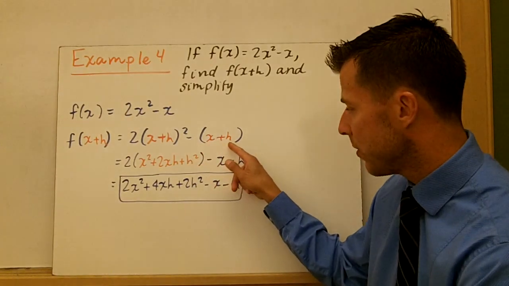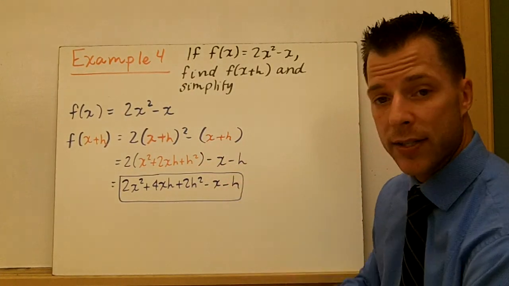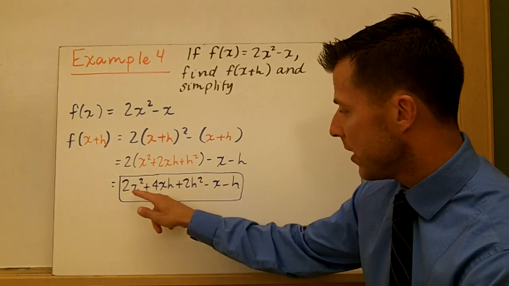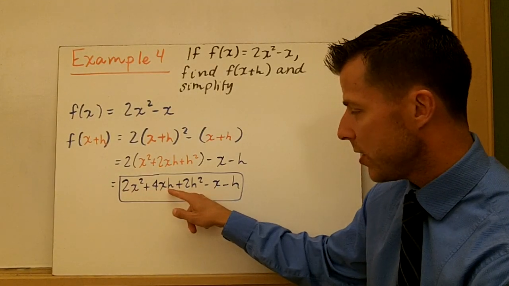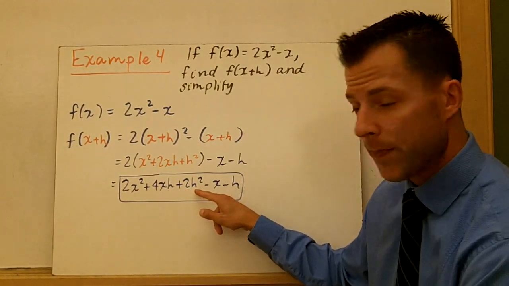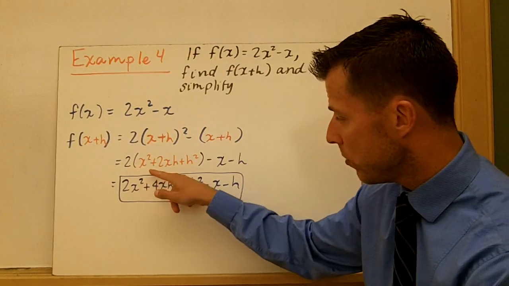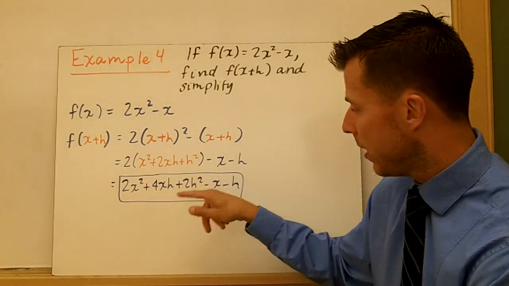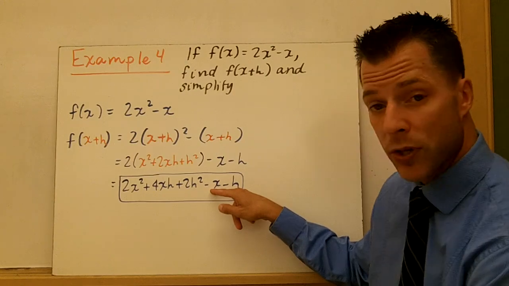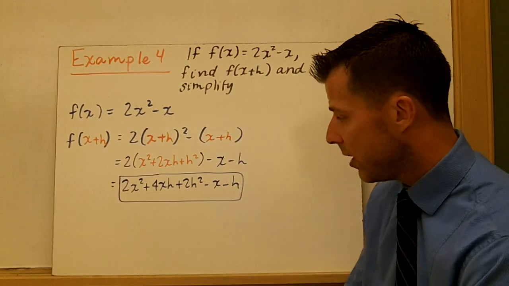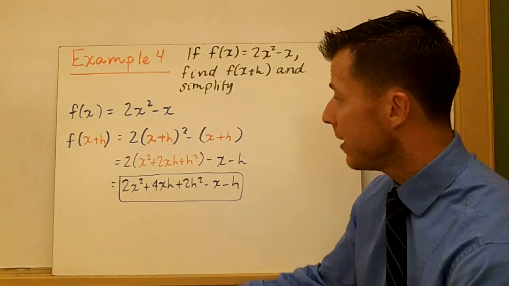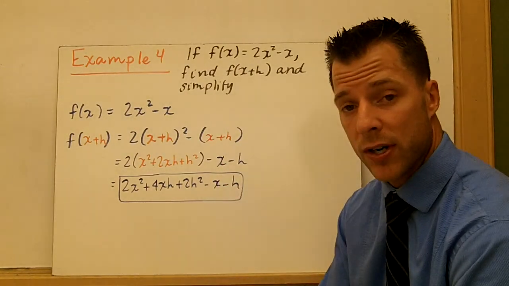The opposite of x plus h is minus x minus h. So I get 2x squared plus 4xh plus 2h squared. That comes from multiplying 2 to all these terms in red. And I drop down my x, subtraction of x, and subtraction of h. I do not have any like terms I can add, so I'm done with the problem. That's as far as I can go.